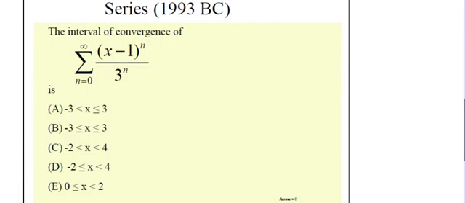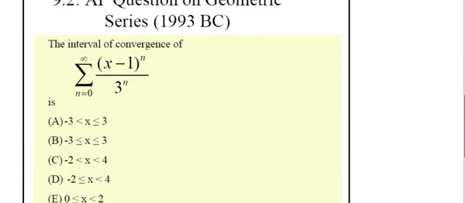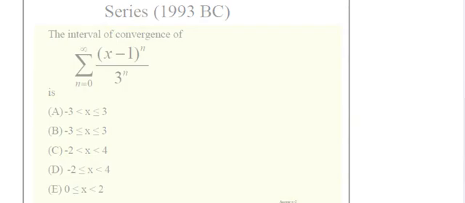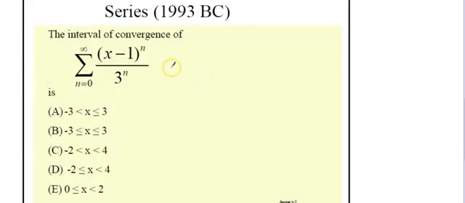Let's take a look at this 1993 BC3. This is a very interesting question. It's asking for the interval of convergence. Interval of convergence means for what values of x this series will converge. In other words, for what values of x will this become a convergent geometric series?